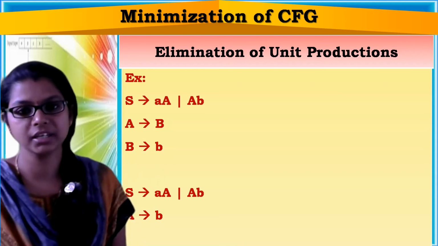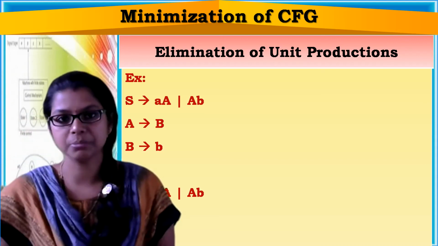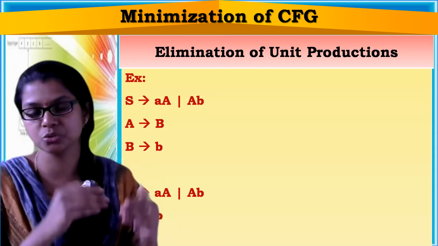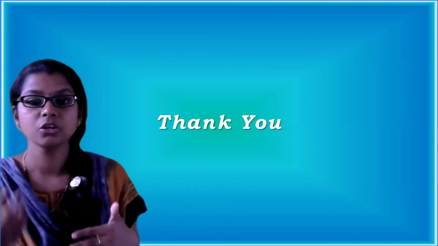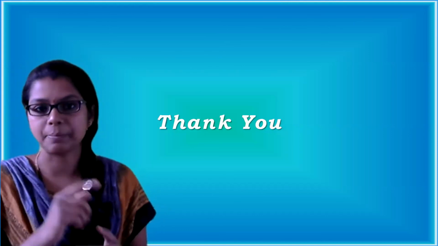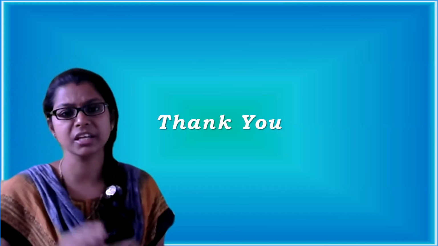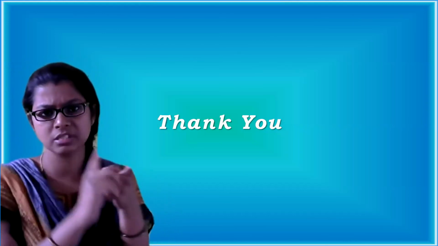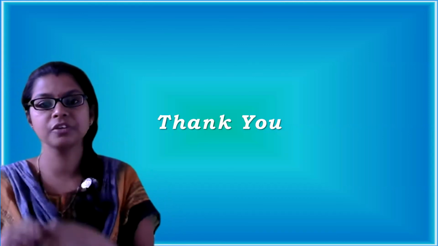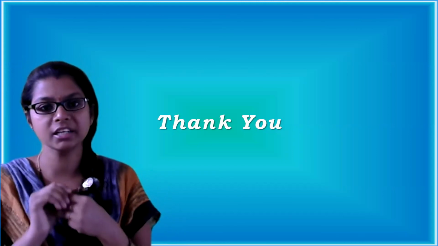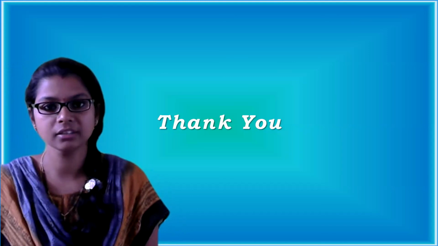Okay, I hope it is very clear. So in order to minimize the context-free grammar, first you have to eliminate its useless symbols. Then you have to eliminate the epsilon productions. Then you have to eliminate the unit productions. If you eliminate all these three, useless symbols, epsilon productions and unit productions, then you will obtain the equivalent and minimized context-free grammar. Okay, thank you.